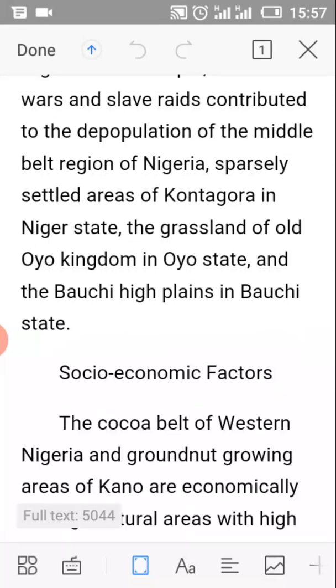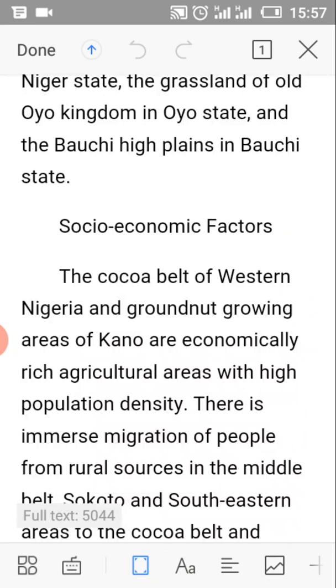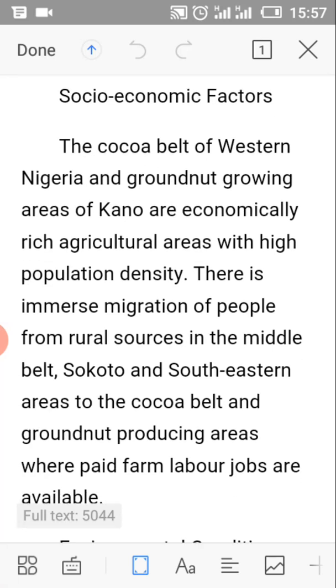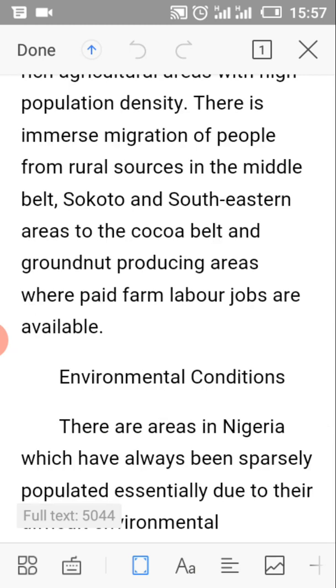Now, for the socioeconomic factors, the cocoa belt of western Nigeria and groundnut growing areas of Kano are economically rich agricultural areas with high population density. There is immense migration of people from rural sources in the Middle Belt, Sokoto, and southeastern areas to the cocoa belt and groundnut producing areas where paid farm labor jobs are available.